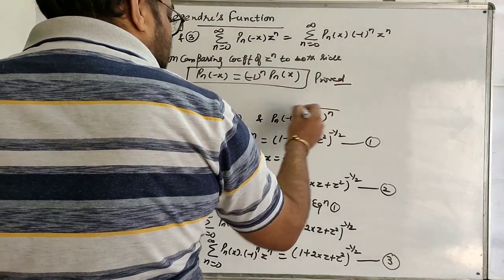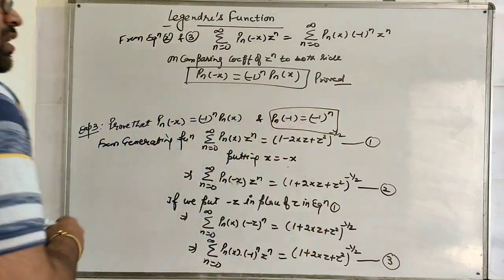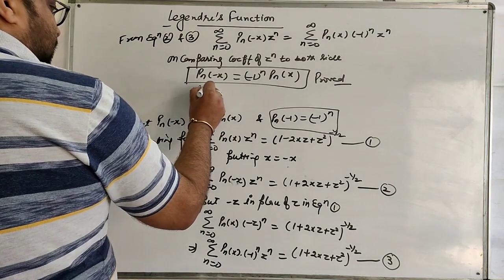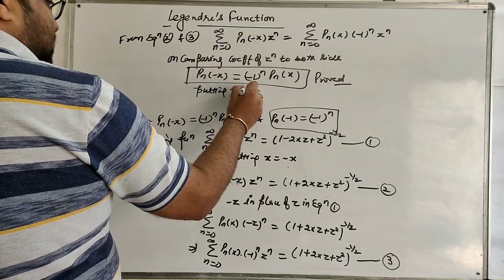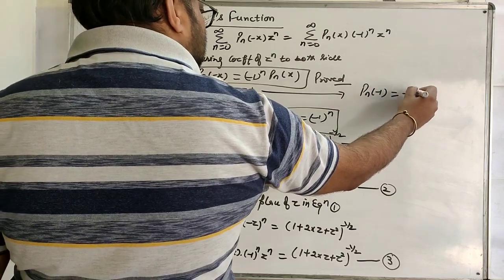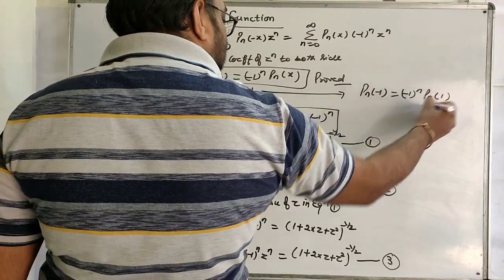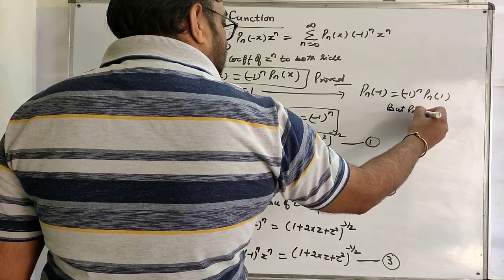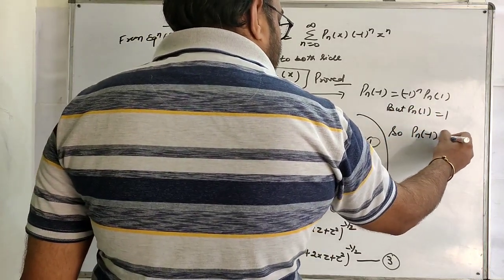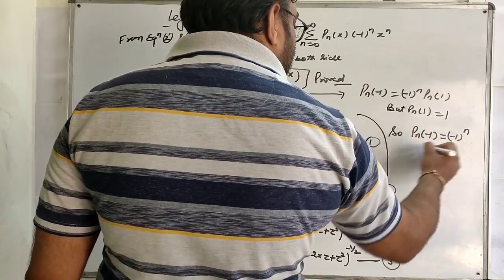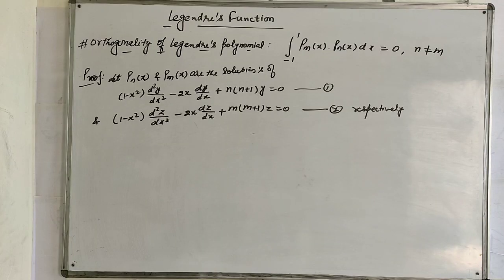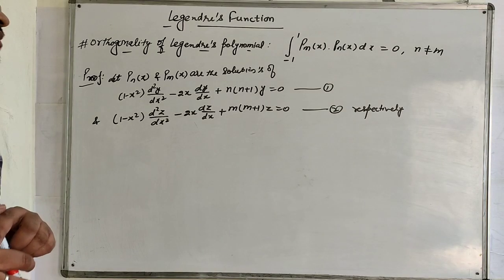Now moving on to the second part, Pn(minus 1) is equal to (minus 1) power n. So putting x equals to 1, Pn(minus 1) is equal to (minus 1) power n Pn(1). But Pn(1) is equal to 1. So Pn(minus 1) is equal to (minus 1) power n. So this is proved. So now moving on to the orthogonality of Legendre's polynomial.